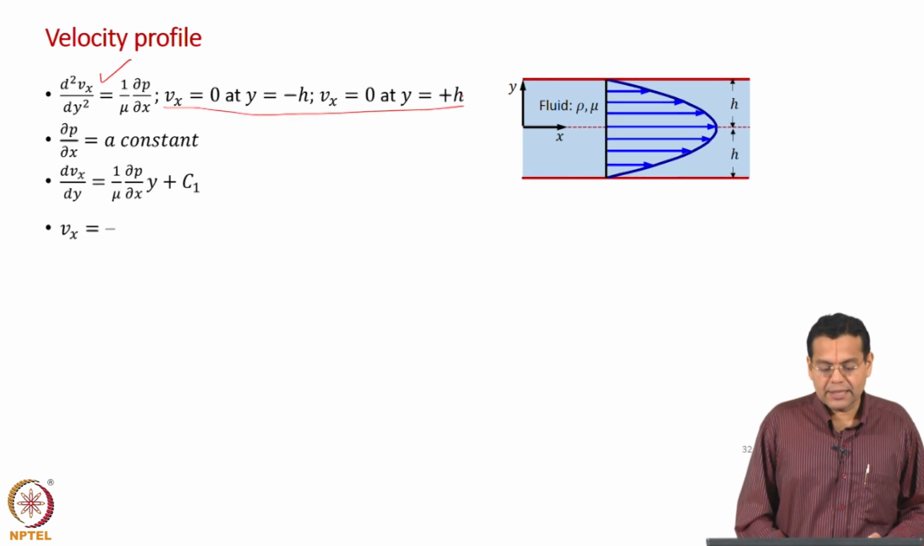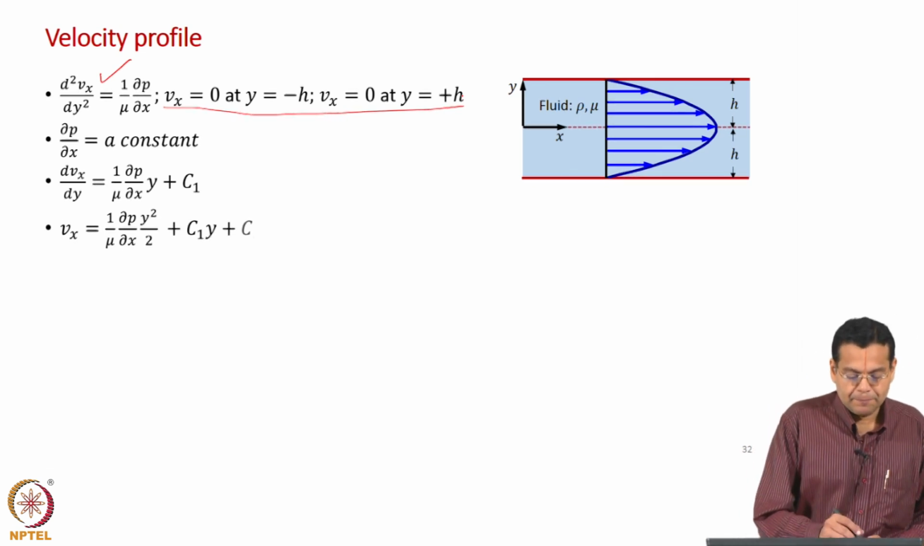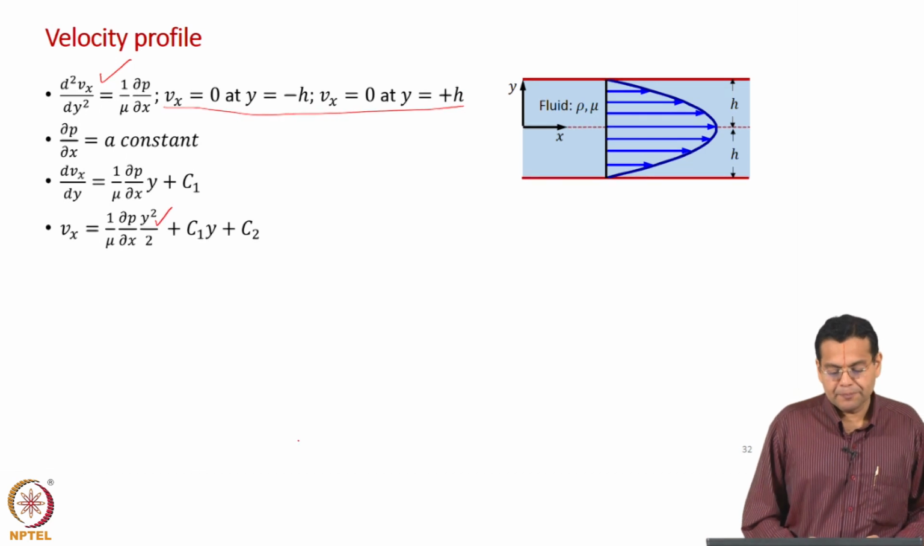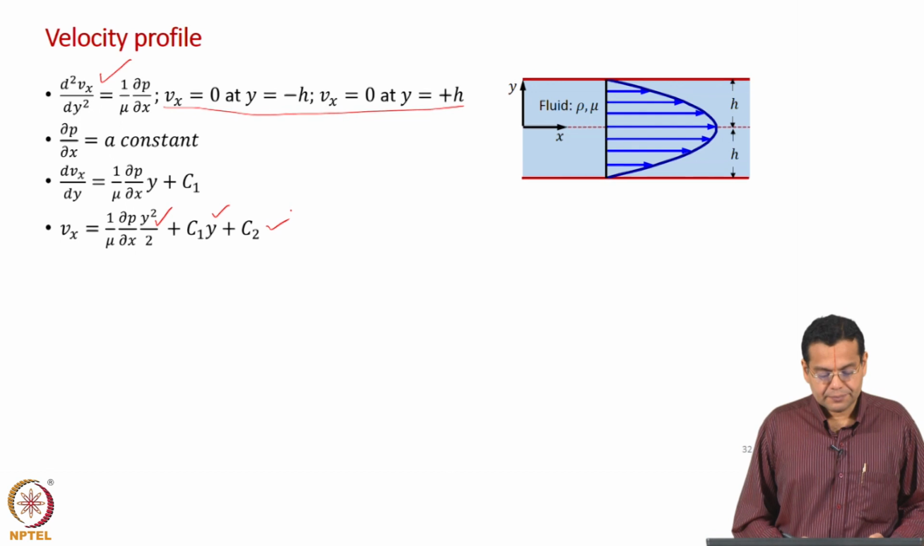Let us integrate once again, you get Vx is equal to (1/μ)(∂p/∂x), and then we have y squared by 2, and then C1 y and then C2. Okay.